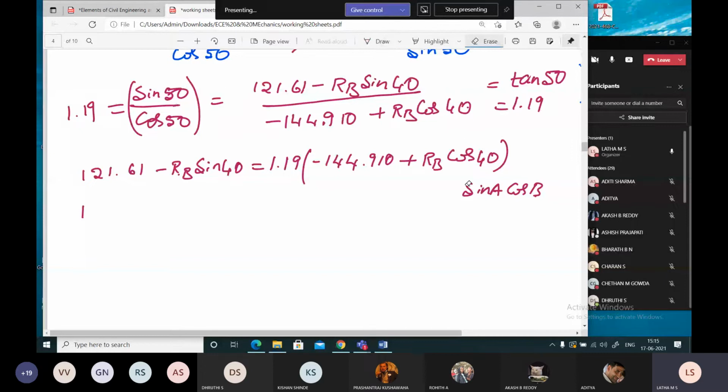Let me continue, student. Let me continue with this. 121.61 minus RB. What is sin 40, student? What is the sin 40 value? Quickly. 0.64.